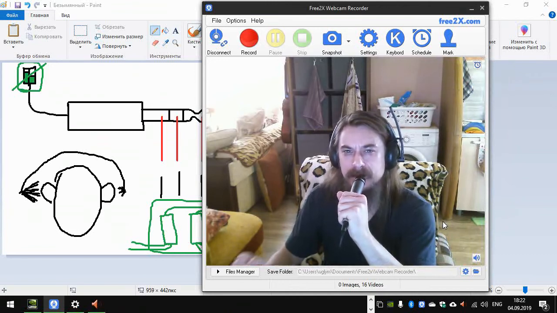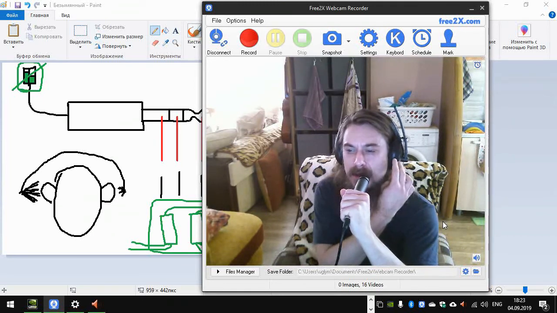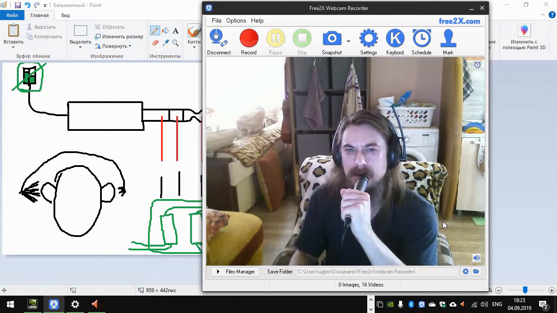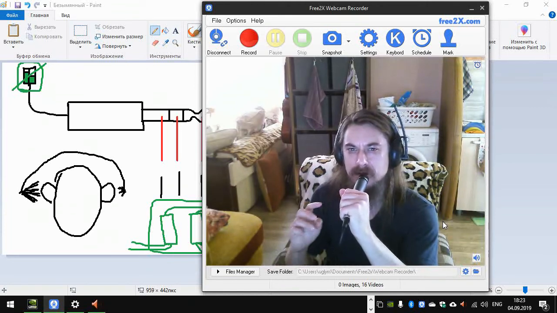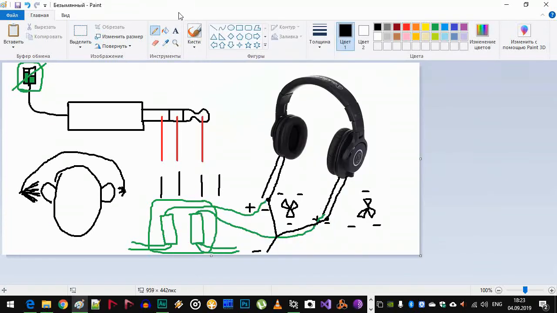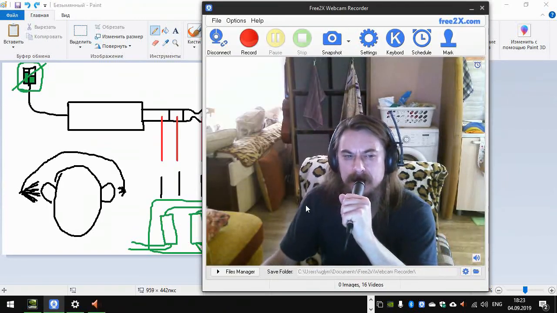Either the sound that comes to me, or the sound that I record, which goes from me. It's just 2 different directions, here and backwards, kind of from here. So that's the problem of stereo sound.